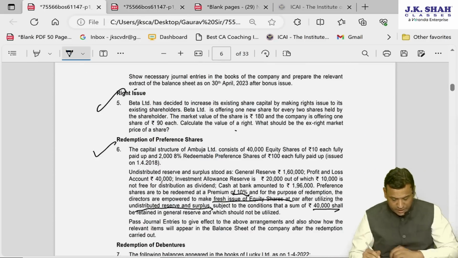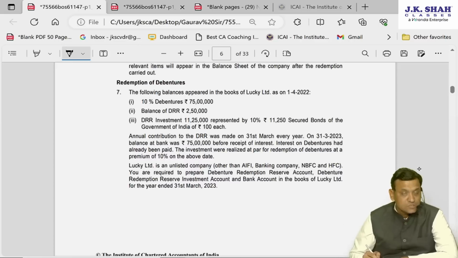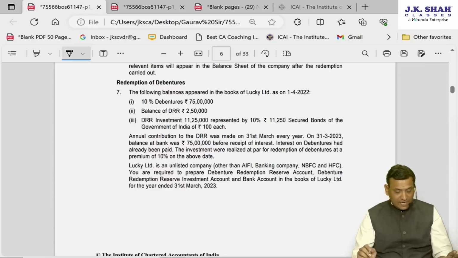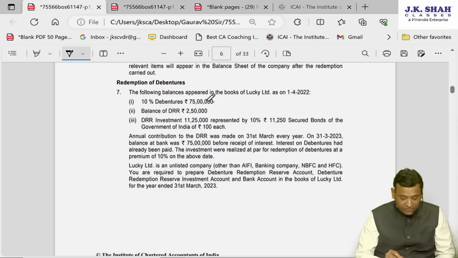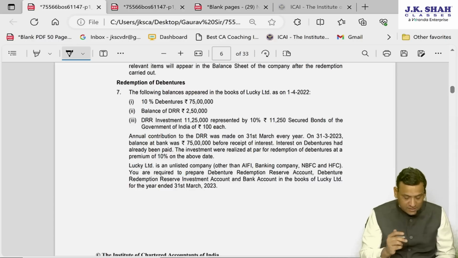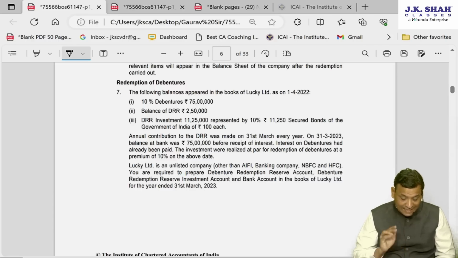Now friends, let's move on to the next question. Question number 7, redemption of debentures. The following balance appeared in the books of Lucky Limited on 1st April 2022. 10% debentures, 75 lakhs. Balance in DRR, 2,50,000. Okay, there is a shortfall. Let's see. DRR investment, 11,25,000. Represented by 10%, 11,250 secured bonds of the Government of India of 100 each. Annual contribution to DRR was made on 31st March every year.